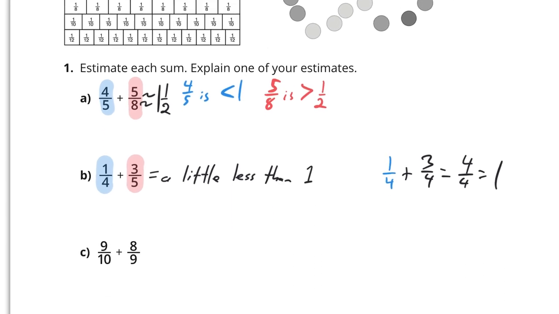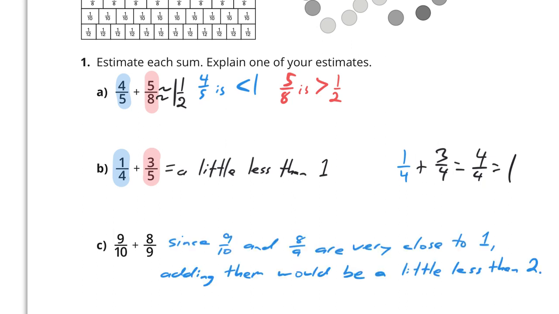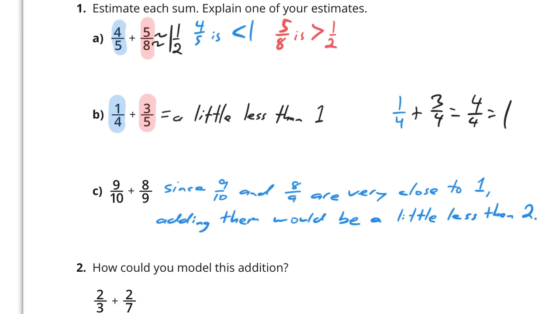Finally, let's look at 9/10 and 8/9. Well, 9/10, I hope we can see, is going to be very close to 1, and 8/9 isn't on here, but we should know that 8/9 is very close to 1, again, because we're just 1/9 away from being a total of 1. So for this, I could say something like this. Since 9/10 and 8/9 are very close to 1, adding them would be a little less than 2.